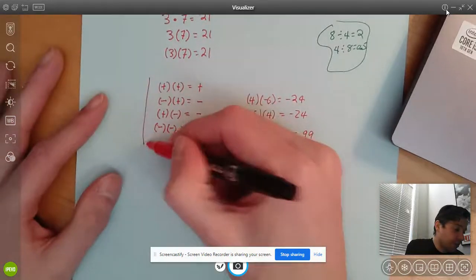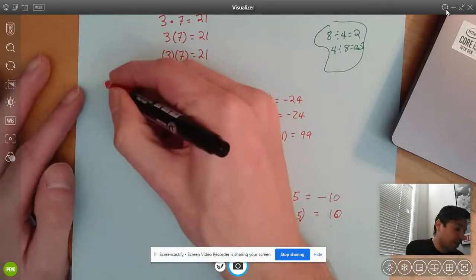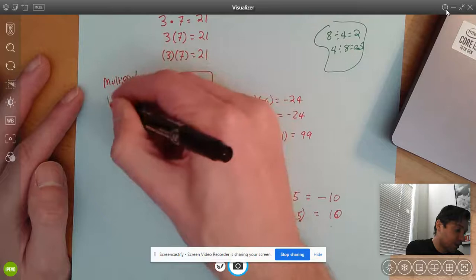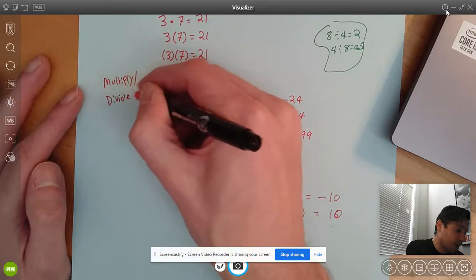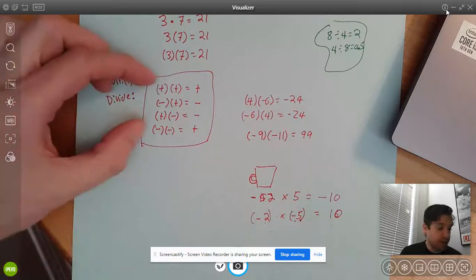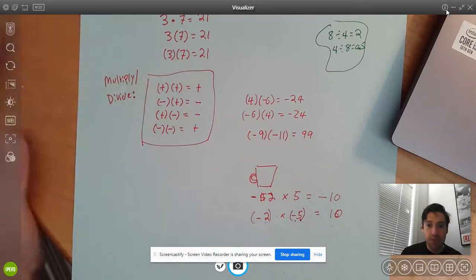So that's kind of our rule for multiplication. The rule for division is the exact same because multiplication and division are inverse, or opposite, operations. So multiplying and dividing works the same way. We don't need to think of a number line. We just need to remember these rules. If the signs are the same, it multiplies to a positive. If the signs are different, it multiplies to a negative.